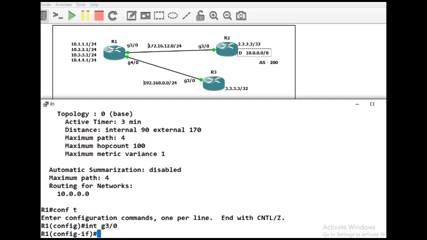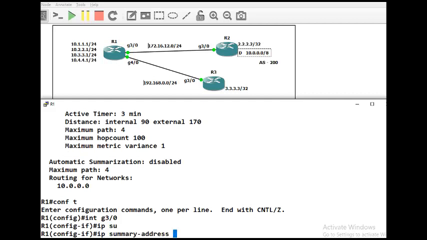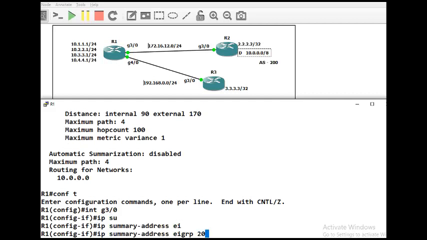And say this command, ip summary-address eigrp 200. Don't forget, you need to mention this autonomous system number. Under the interface only you should configure. And make sure globally you disable, very important. If not, you will not see the desired result.